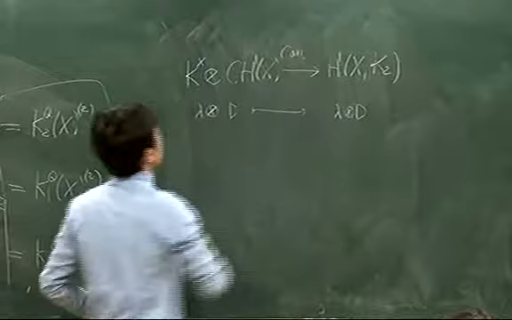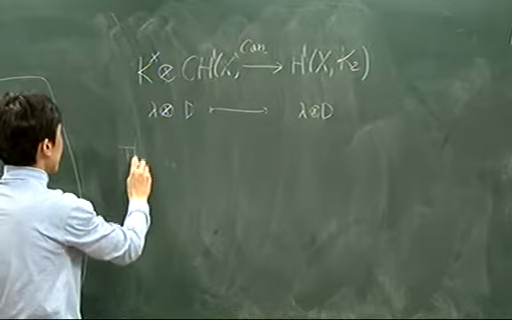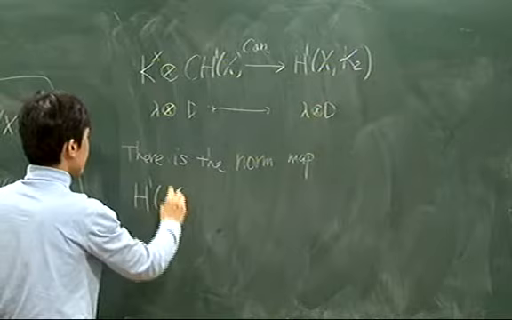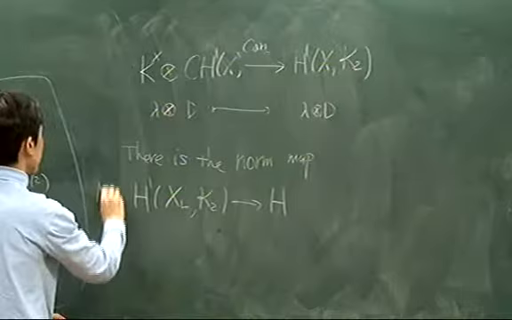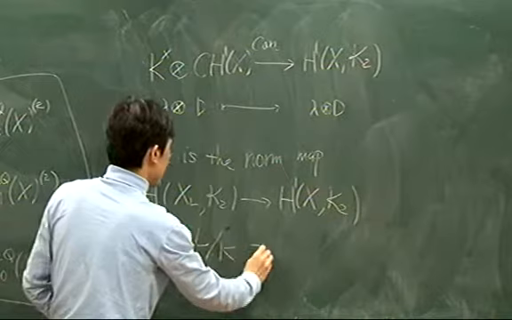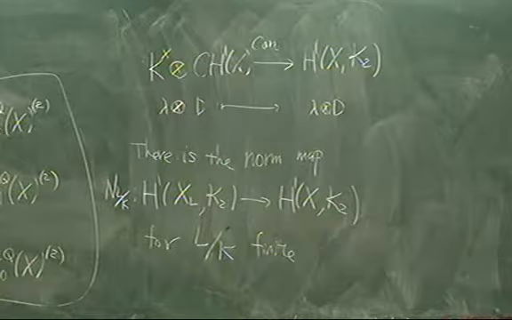And also there is a norm map from H1(X_L, K2) to H1(X, K2), where L over K is a finite extension. Then we define the decomposable subgroup in the following way.